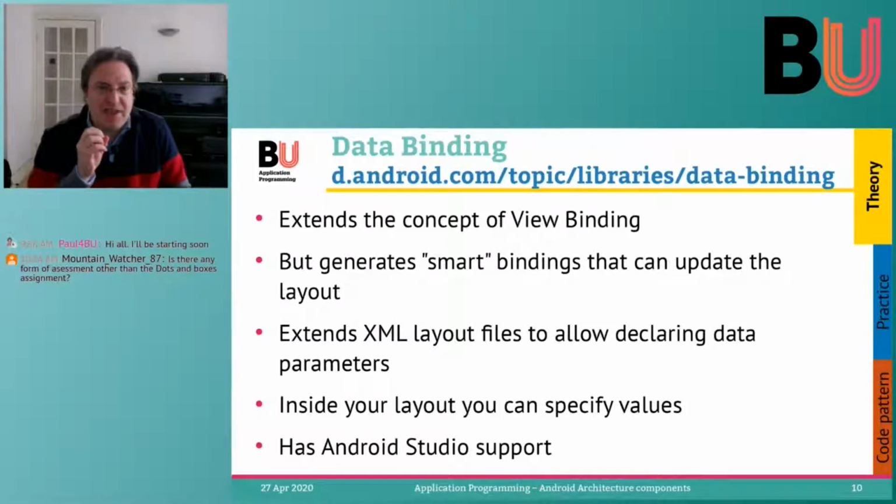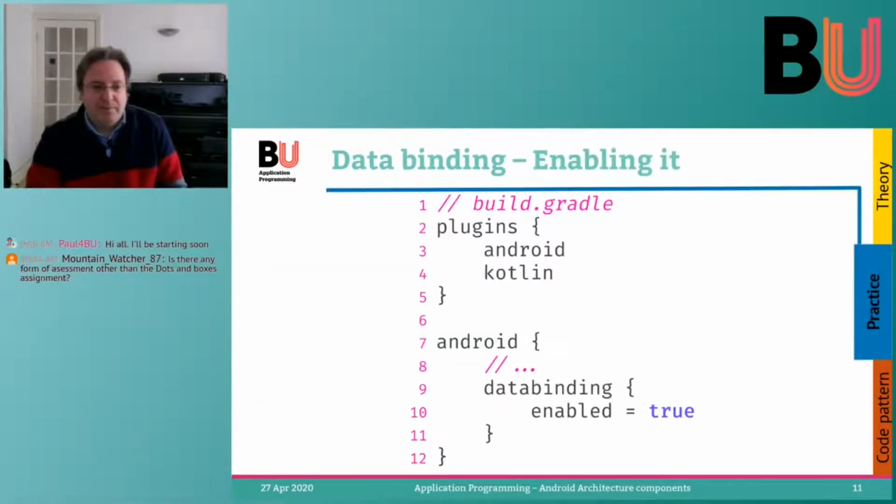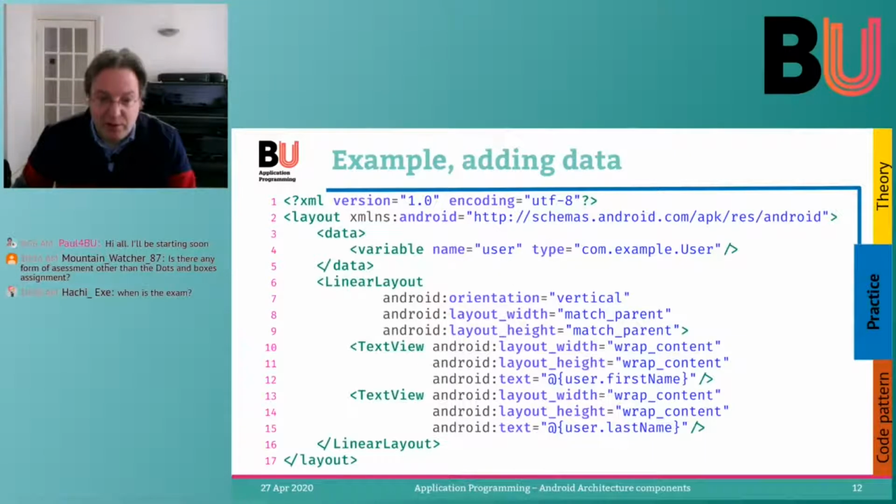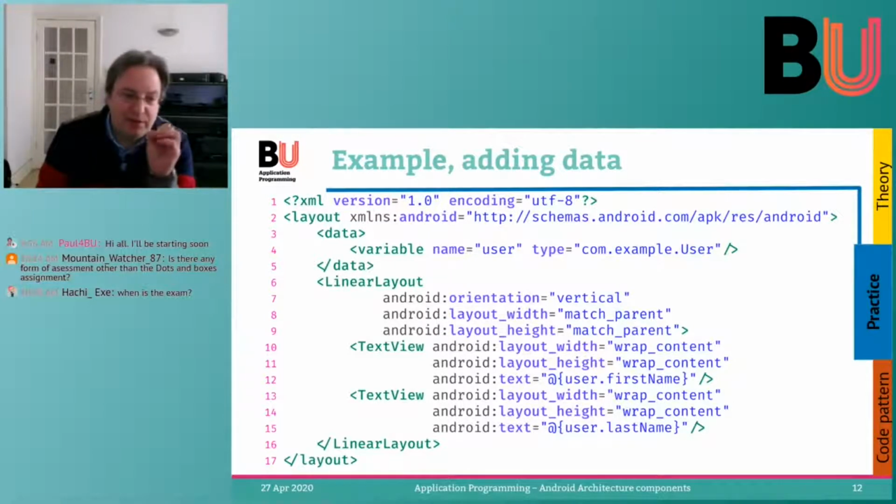It extends the layout language, the XML layout, and you can then declare data parameters. I will have some examples later. And in there you can specify values. And of course, Android Studio supports this properly, so you get code completion, all that stuff that you expect. Enabling it is very similar to view binding, except in this case we say data binding is enabled rather than view binding. So we've seen how we enable it, now we see how we use it.